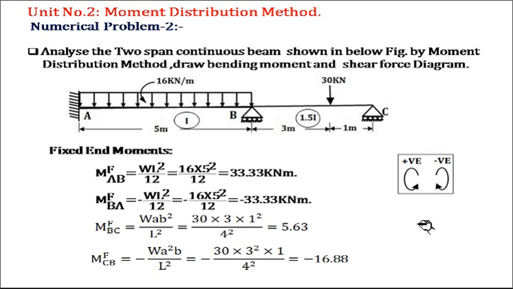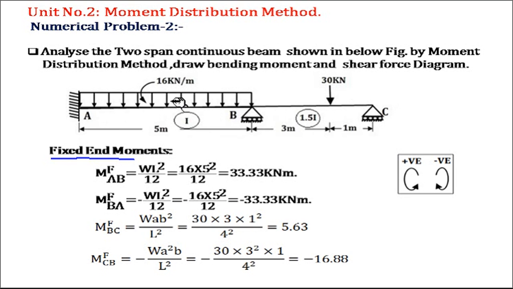Here, the sign convention for fixed moment is: if the fixed moment is acting in the anti-clockwise direction, it is positive, and if the fixed moment is acting in the clockwise direction, it is negative. So the first step in the moment distribution method is to find the fixed moments. The first member of continuous beam ABC is AB.